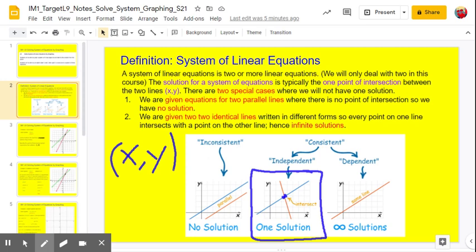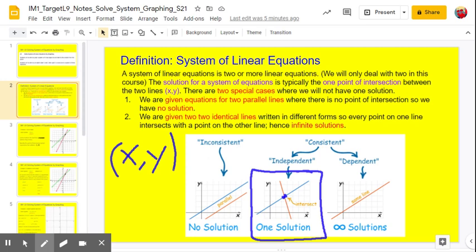If you think about that orange line, there's a plethora of points that are on that line, an infinite number of points on that line. Look at that blue line, an infinite number of points on that blue line. But that point of intersection is the only point that is on both the orange line and the blue line.